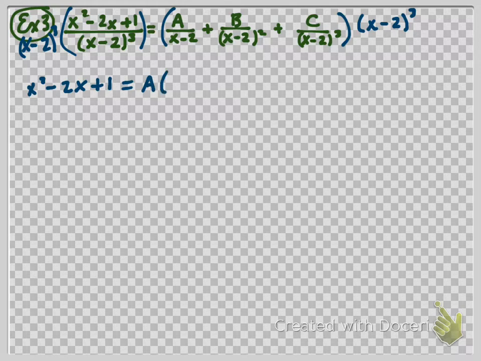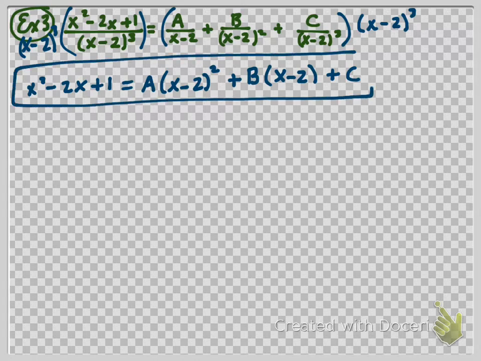So we're going to have a times x minus 2 squared plus b times x minus 2 plus c. Y'all got it? That's our general equation. Put a box around it, because once you get that, you don't do any more solving or isolating. That's what you're plugging back into as you choose your values.